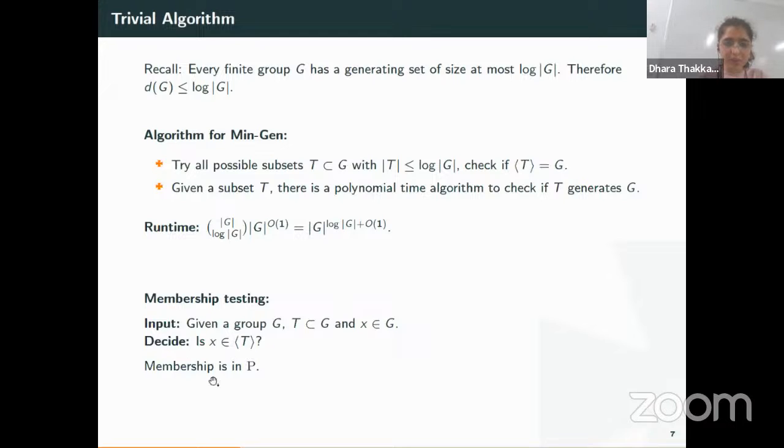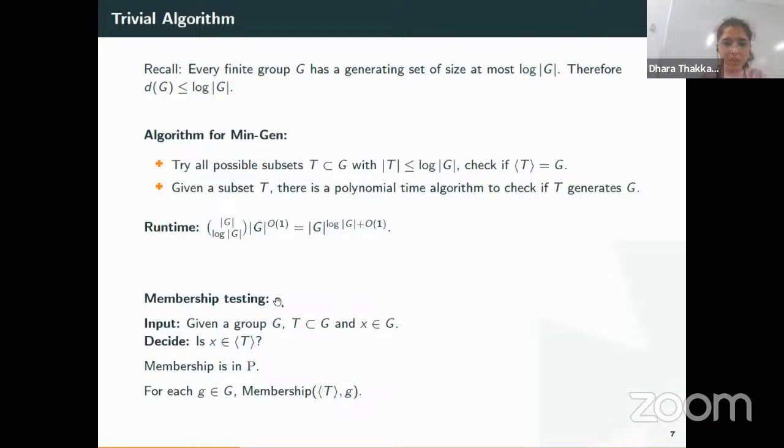And it is known that membership is in P. So here we just need to use membership multiple times. What we can do, for every element of G, we can check whether G lies in the group generated by T or not. If we get yes for every element of G, then G is a subgroup of this group generated by T. So this is a generating set.